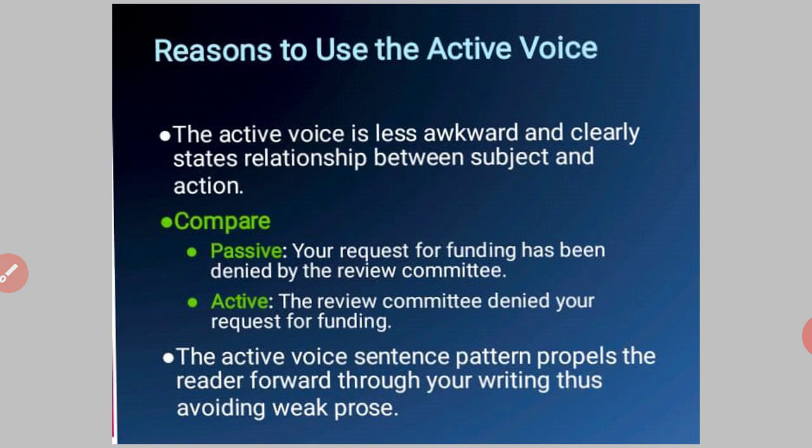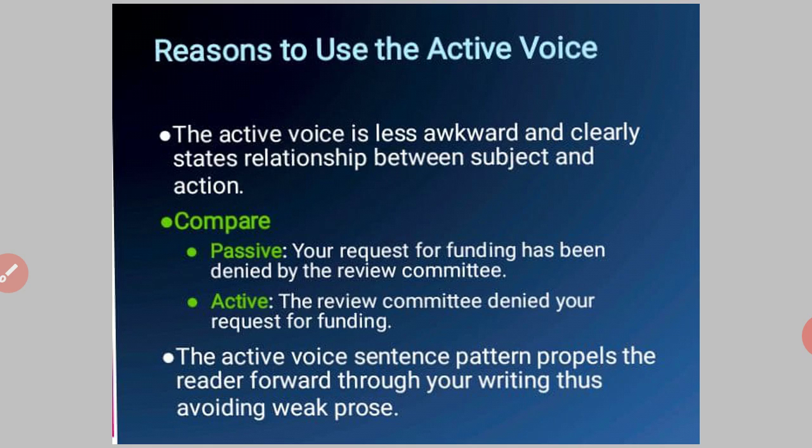Compare here why it is awkward. "Your request for funding has been denied by the review committee." So here is the passive voice, and in active voice: "The review committee denied your request for funding." Getting? So here the active voice is less awkward and clearly states what happened, what the review committee has done, that it has denied.